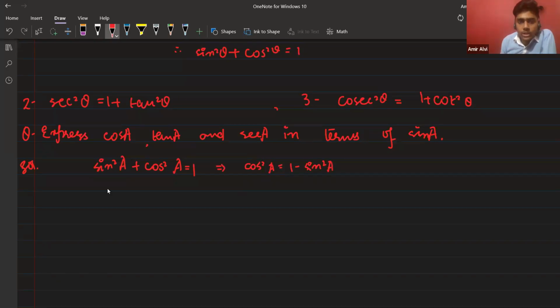Now you need cos A. What you will do is remove the square, the square of everything. So on the left side we get cos A, and on the right side, under root of 1 minus sine square A. Basically, the whole power will be 1 by 2. That's the same way, basically the square root means the same thing.